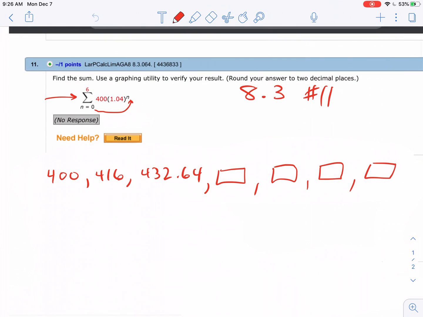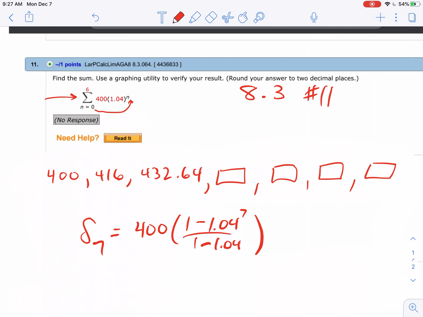So what I am recognizing is that my sum, I have to do 7 terms, not 6. A lot of people do 6, but it's 7 terms. My first term was 400. 1 minus 1.04 raised to the 7. And again, a lot of students forget and they put an n minus 1 there because of the find the term formula, but we're going to put just n. And then on the bottom, you have 1 minus 1.04.